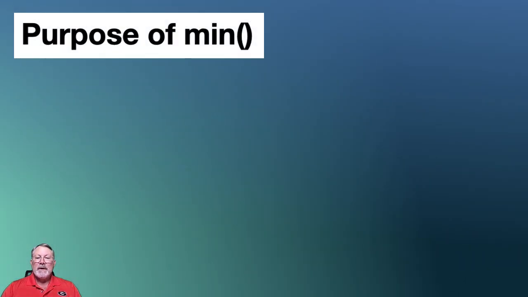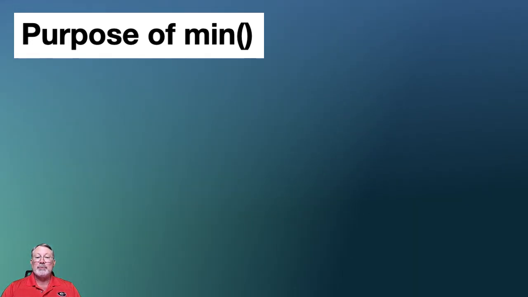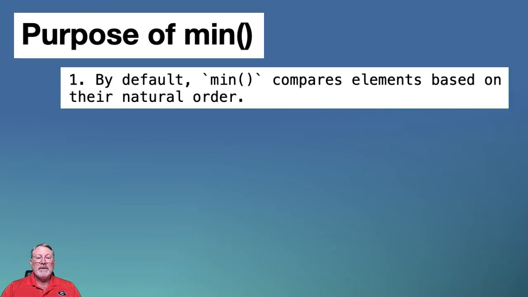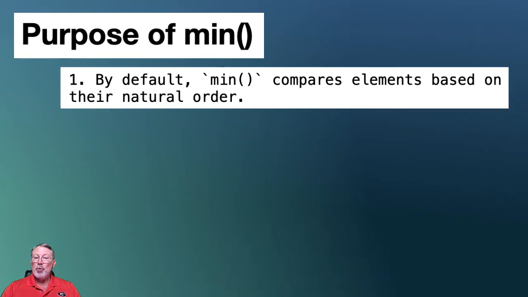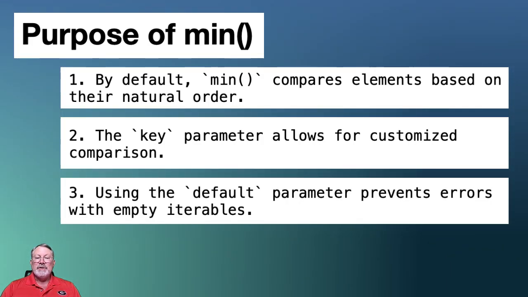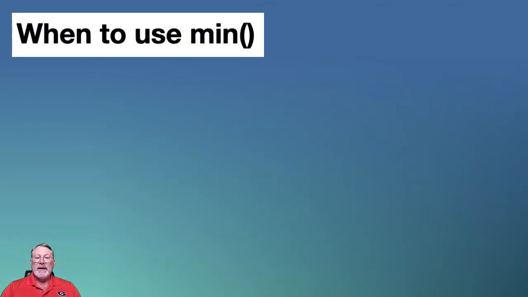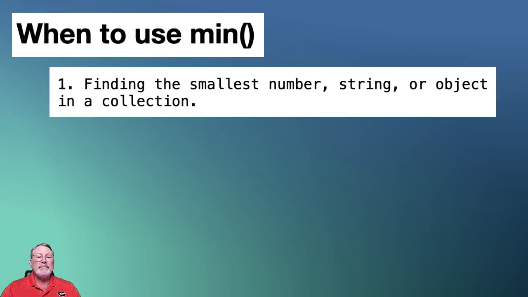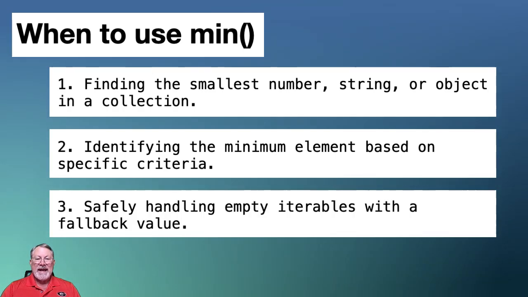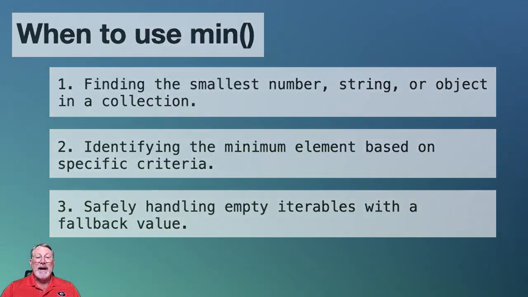Why use min? It's designed to quickly find the smallest value based on natural ordering or custom criteria. Key concepts include, by default, min compares elements based on their natural order. The key parameter allows for customized comparison, and using the default parameter prevents errors with empty iterables. You'd use min when finding the smallest number, string, or object in a collection, when you're identifying the minimum element based on a specific criteria, or for safely handling empty iterables with a fallback value.